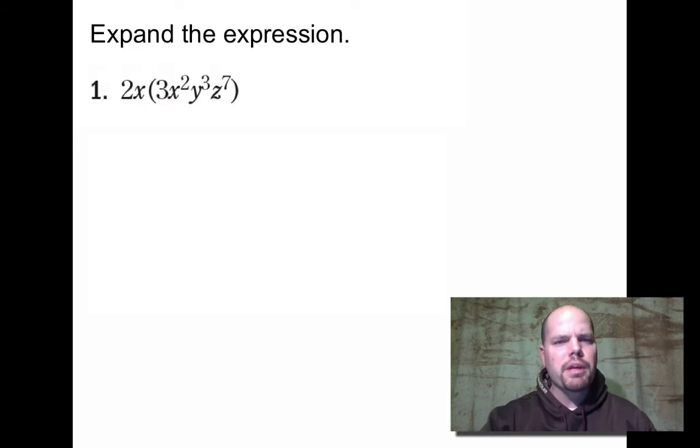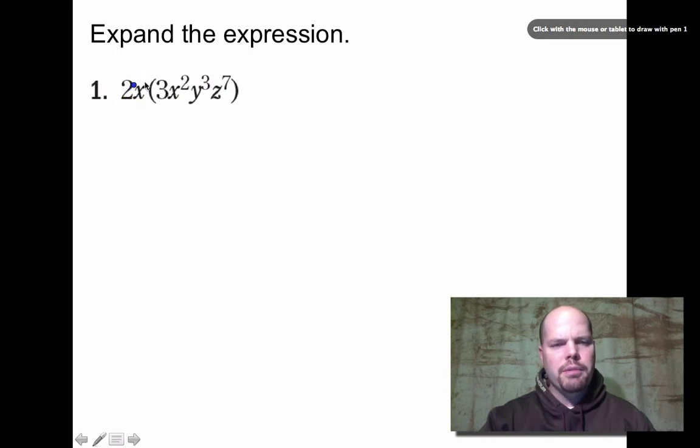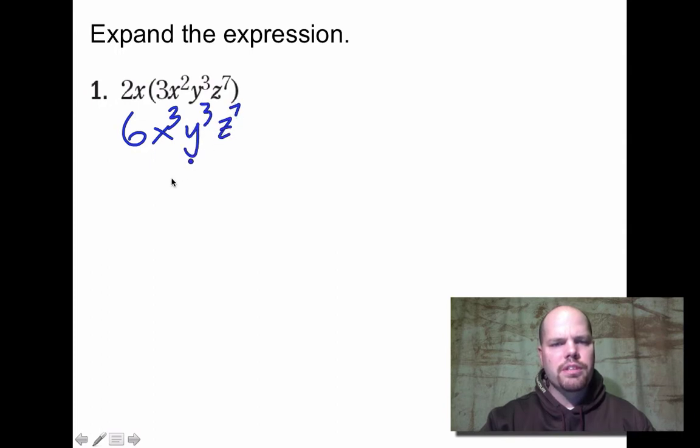Alright, number one, expand the expression 2x times 3x squared y cubed z to the 7th. So this is a monomial times a monomial. And what will we get? Well, we can multiply like terms, or like factors. 2 times 3, that would be 6. X times x squared would be x cubed. And then we cannot combine anything else, so y cubed z to the 7th.